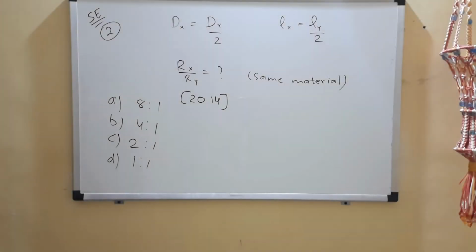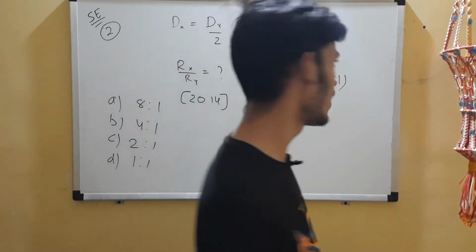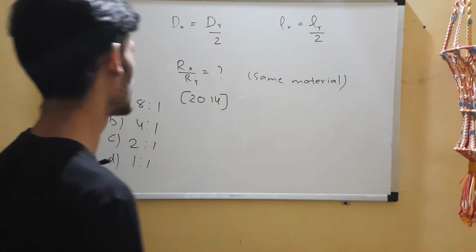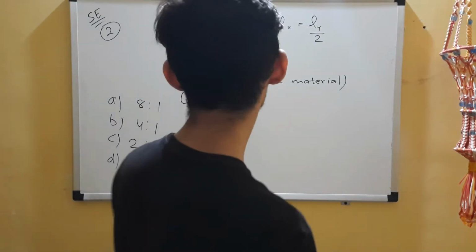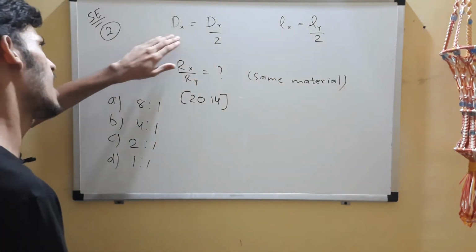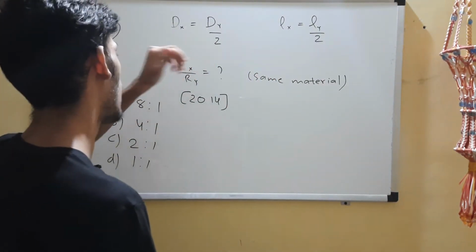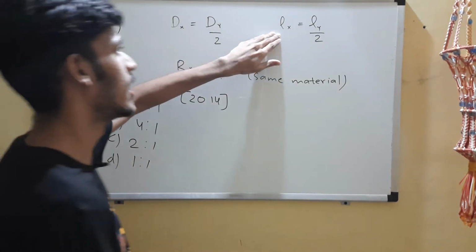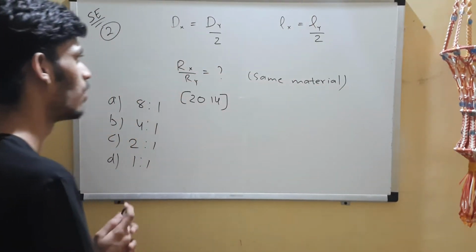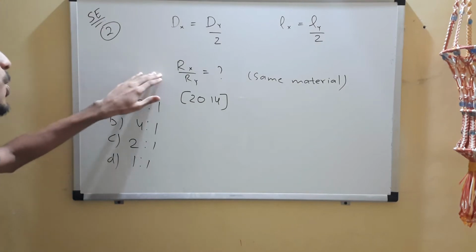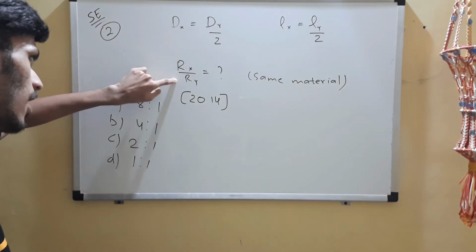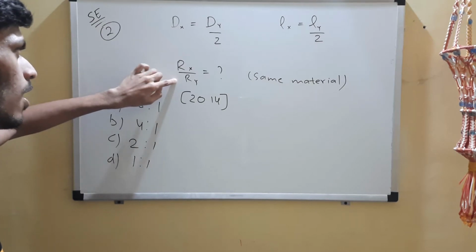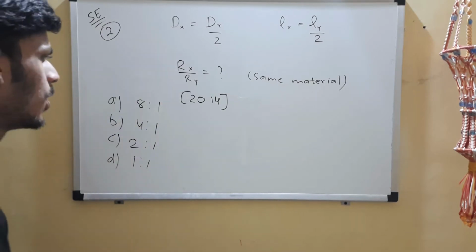So question 2 over here, again from the super easy category from 2014 this time. Okay, so in this question you are given two wires X and Y made from the same material. It is given that diameter of wire X is half the diameter of wire Y. The length of wire X is half the length of wire Y. Okay, you are supposed to compute this ratio Rx by Ry. Rx is the resistance of X wire, Ry is the resistance of wire Y. Okay, so it is quite simple.